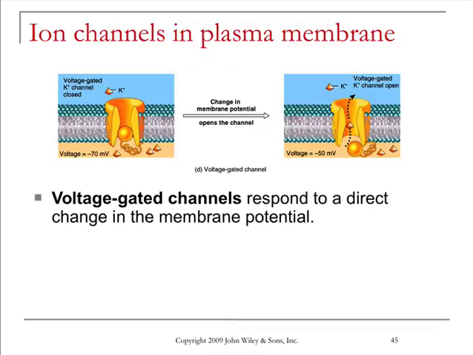And lastly, a very important type of ion channel when discussing neuron physiology is called a voltage-gated channel. These kinds of channels will open and close in response to a direct change in the membrane potential. In other words, whenever there is a change in the amount of electrical charge on the two sides of a plasma membrane, this will affect the voltage-gated channel and cause it to either open or close.